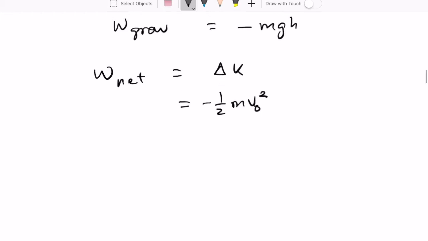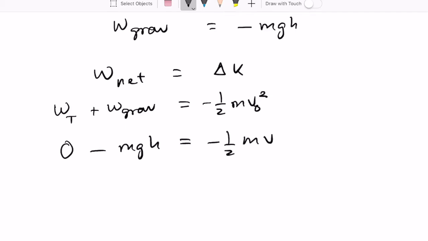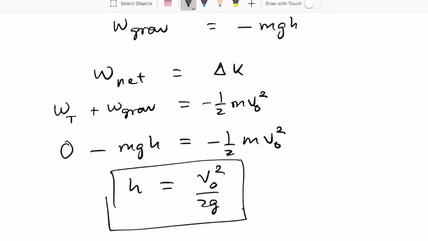And the net work would be the work done by tension plus the work done by gravity. So this one was 0, this one was minus mgh. So we get this equation: minus mgh is equal to minus half mv0 square. And so from here we can just solve for h, which is h is equal to v0 square divided by 2g, which is the answer in this case. All right, so this was just an application of the work kinetic energy theorem.